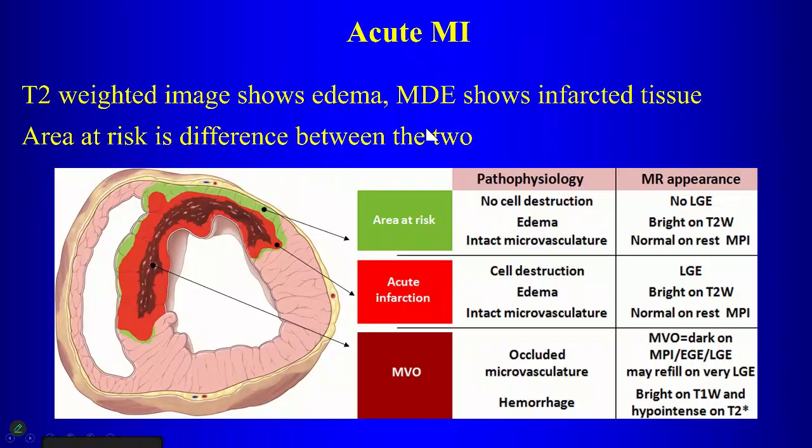All right, so when we're looking at acute infarcts with MRI, there are different zones that we can see. There will be areas that are bright on T2-weighted imaging. That involves the edema. The areas that enhance, that's the infarcted tissue, okay? Now we've talked about it, when you have an acute infarction, you might have an area in the center that does not enhance. That's microvascular obstruction.